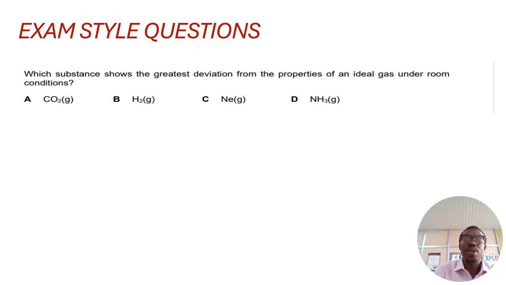So this is a typical chemistry A-level question on ideal gas. Which substance shows the greatest deviation from the properties of an ideal gas under room conditions? In an ideal gas, there are no intermolecular forces of attraction or repulsion, but in real gases, there are intermolecular forces of attraction or repulsion.